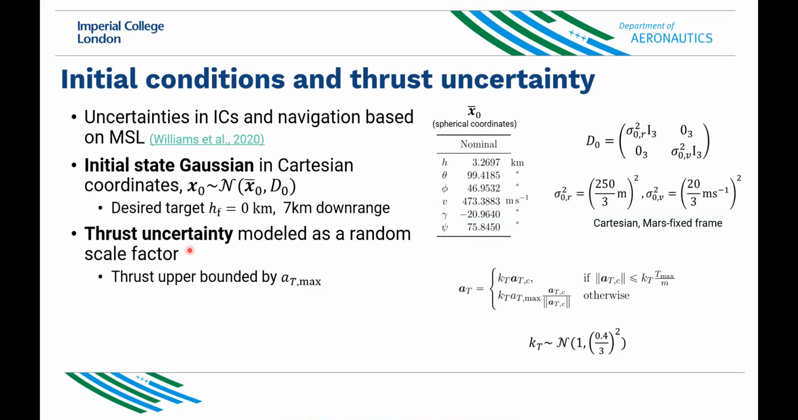The thrust uncertainty is modeled as a random scale factor. So for each trajectory that we examine, we scale the actual thrust that is used by the vehicle through a single scale factor that's distributed as a Gaussian.